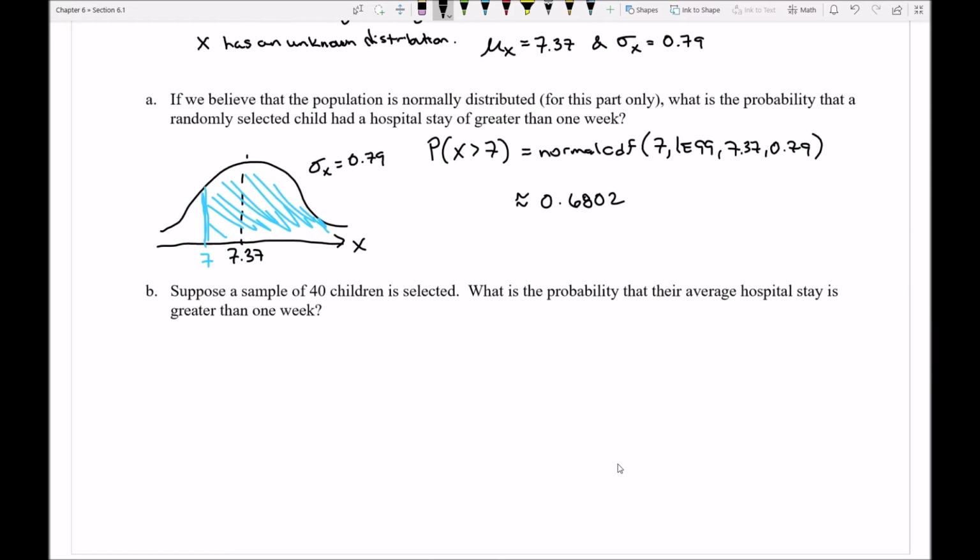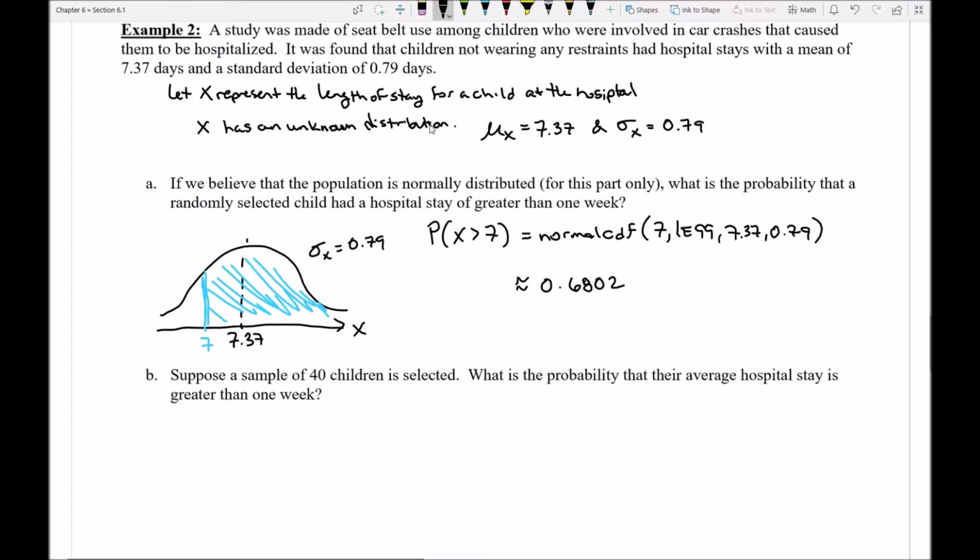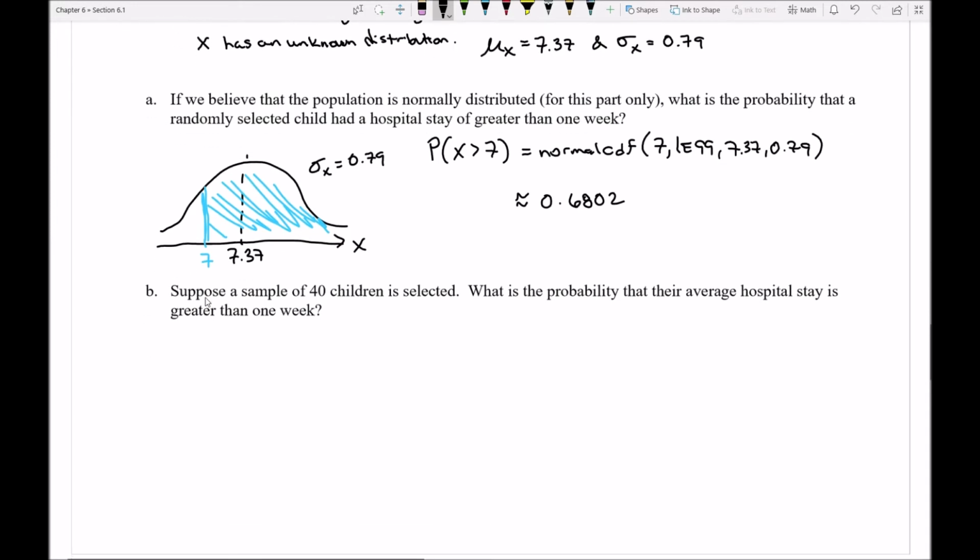Notice something will change. First off, we're not allowed to assume that the distribution is normal, because that was only for Part A. Now we're back to, I don't know what X has. Let's pretend we don't know. What if it was the case that I took a sample of 40 children at the hospital? I did a sample of 40 kids, and then I asked the question, what is the probability that their average hospital stay is greater than 1 week?